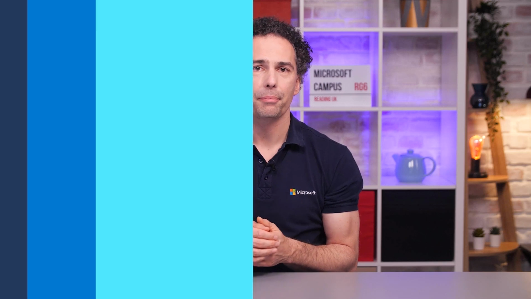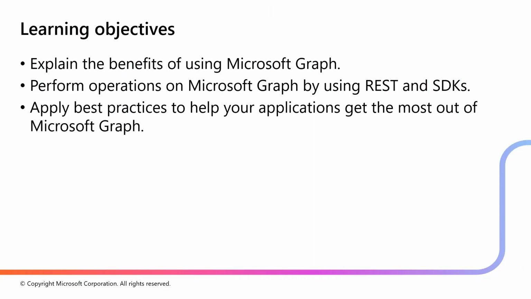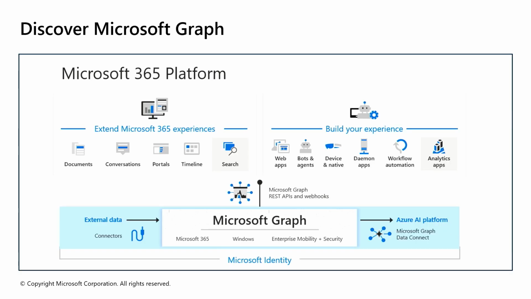Imagine your app knowing your users' preferences, schedules, and collaboration patterns. With Microsoft Graph, you can tap into rich contextual data, making your app feel like a trusted sidekick, always one step ahead. In this video, I will explain the benefits of using Microsoft Graph, how to perform operations on Microsoft Graph by using REST API and the SDKs, and how to apply best practices to help your application get the most out of Microsoft Graph.